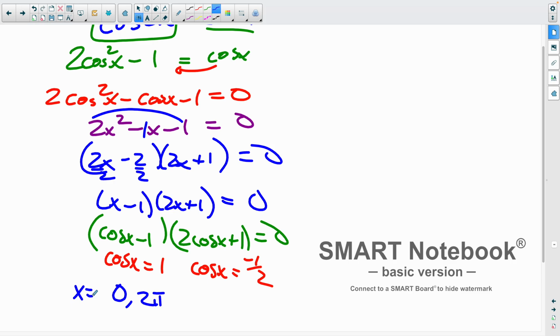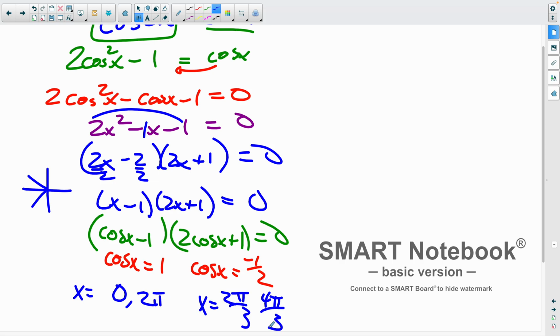Pi over 3, it says 60. I need the 1 to be up here because cosine's up here. Sine's down here. Cosine's up there. So it says 60. It's pi over 3. Except it's not pi over 3 because it is negative. Where is cosine negative in my unit circle? 2 and 3. Which would be 2 pi over 3, 120, and 4 pi over 3, which is 240. So 2 pi over 3 and 4 pi over 3.